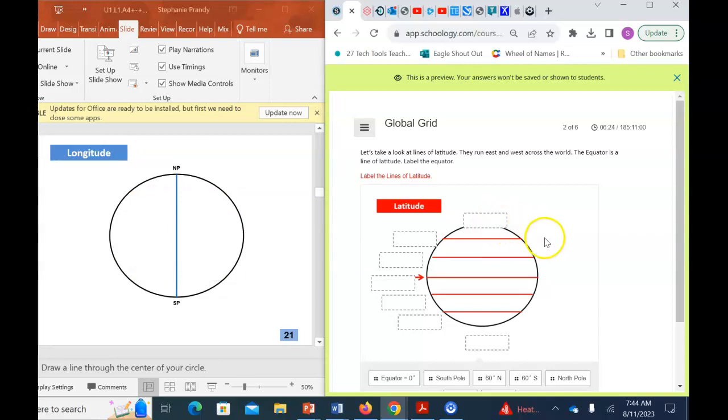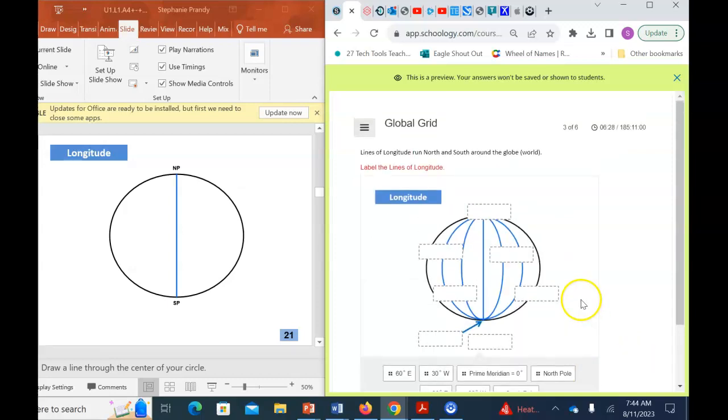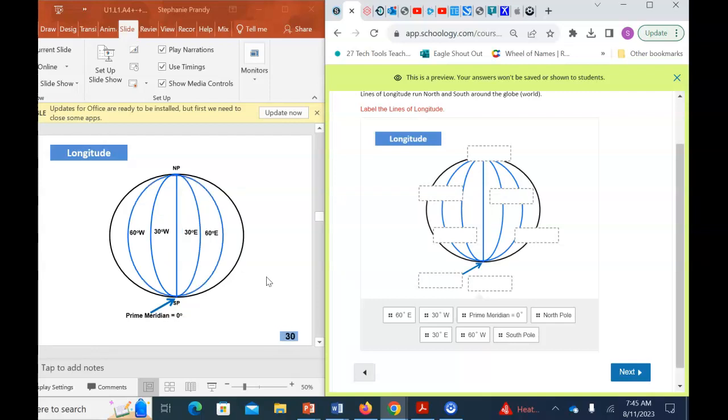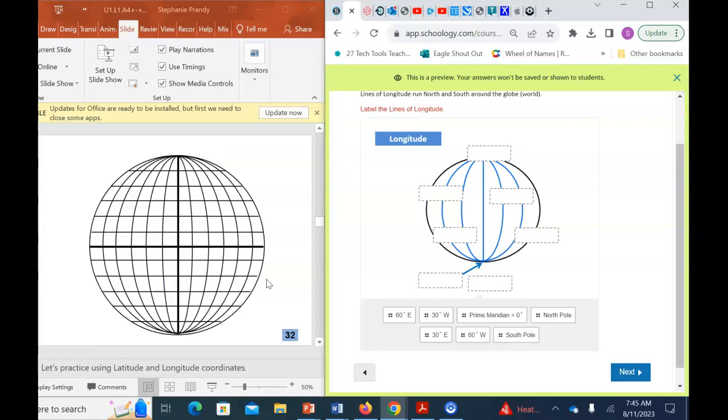We can also have lines of longitude. Lines of longitude run from north to south. So here you have a line running from the North Pole to the South Pole. We call that the prime meridian, and that is 0 degrees longitude. We're taking it in 30 degrees, but this time we're going east and west of the prime meridian. So 30 degrees west, 30 degrees east, 60 degrees west, 60 degrees east. And together they make the global grid.